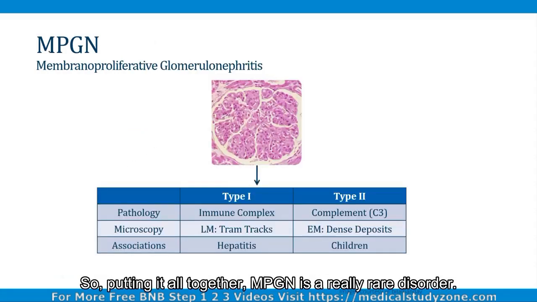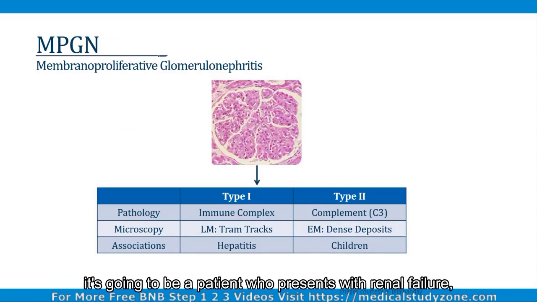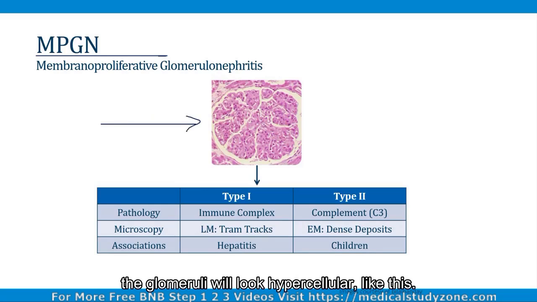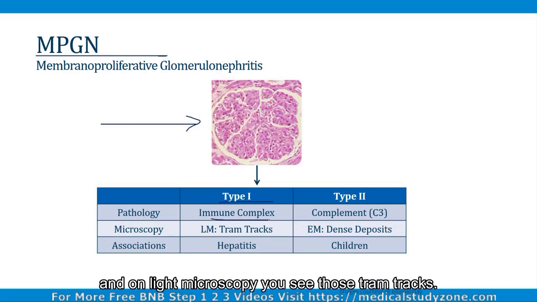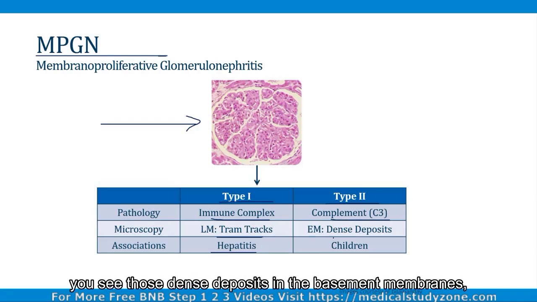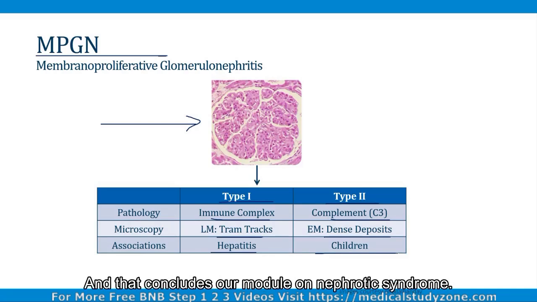So putting it all together, MPGN is a really rare disorder, but in terms of your board exams, it's going to be a patient who presents with renal failure, hematuria, and lots of protein in the urine. On light microscopy, the glomeruli will look hypercellular like this. And then if it's a patient with the type 1 form, remember that's an immune complex disorder, and on light microscopy you see those tram tracks, and this is associated with hepatitis B and C. If it's a patient with the type 2 form, remember that's complement mediated. On electron microscopy, you see those dense deposits in the basement membranes, and this is the type that tends to occur more often in children. And that concludes our module on nephrotic syndrome.